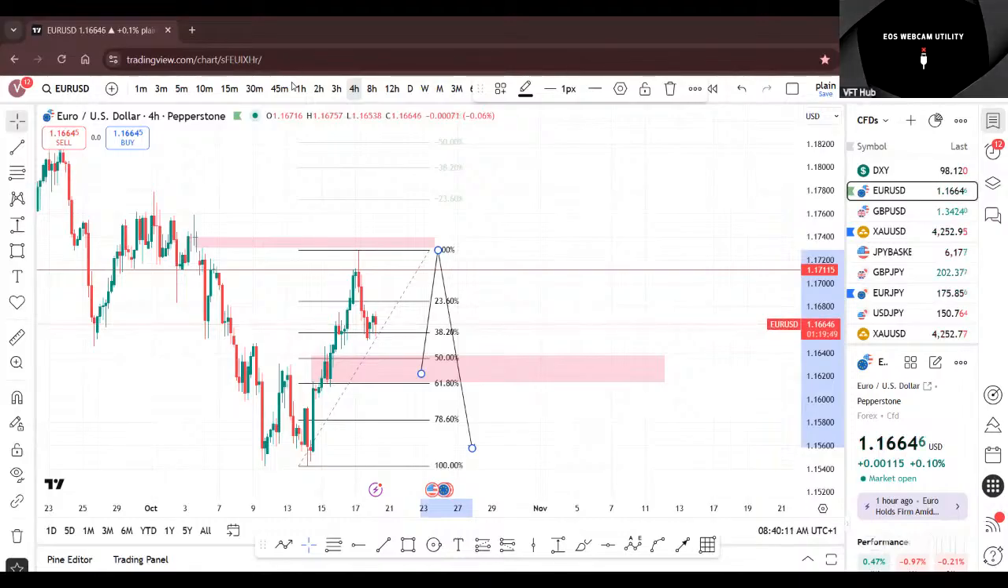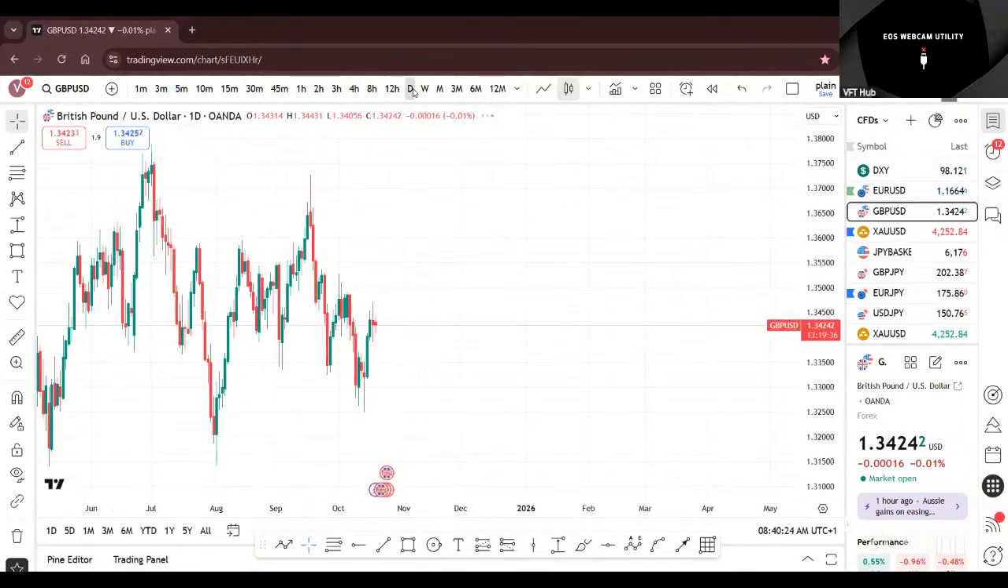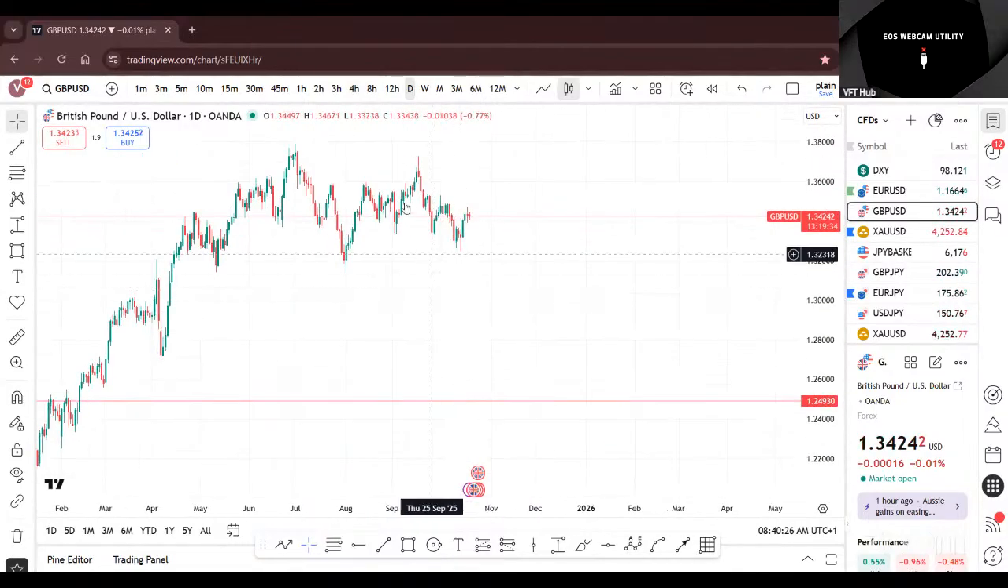Now let's move over to GBP USD. Let's see what GBP USD has for us today. So for GBP USD, let's start it off on the daily time frame. You can see how slowly it has just been creating a bearish move to the downside. You can see that the lows are getting lower and, sorry, the highs are getting lower as well.